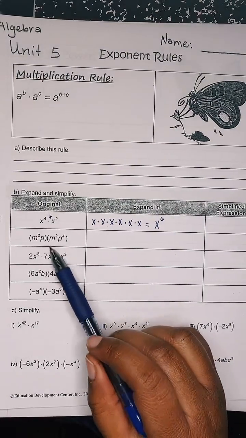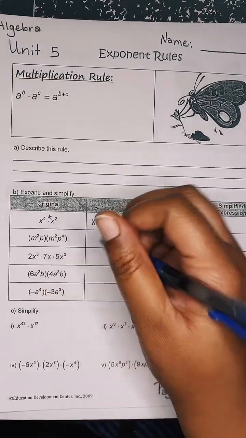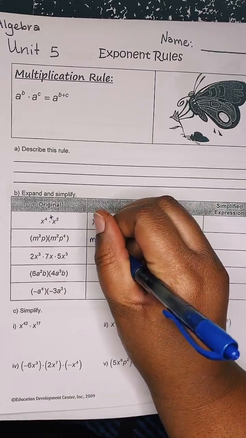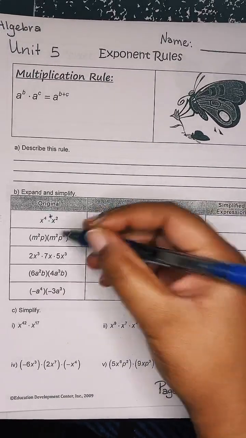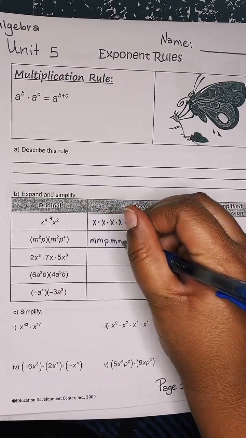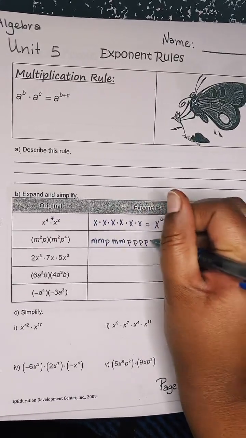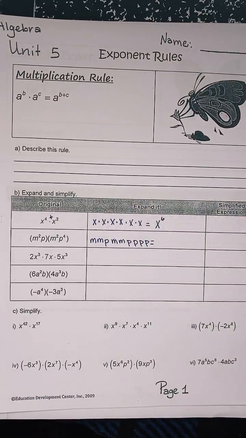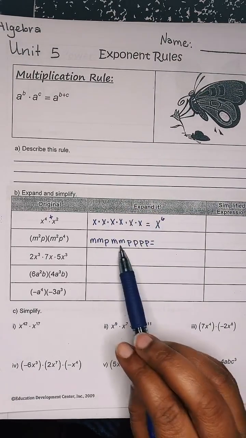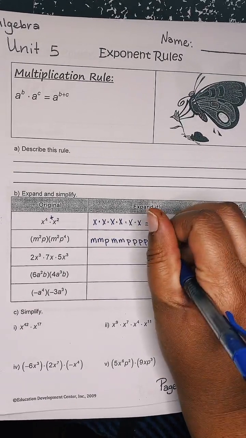All right, so let's look at this next one. We have 2 m's. We have a p. Then we have another 2 m's. And we have 4 p's. If we simplify this, how many m's do we have total? What do you guys say?